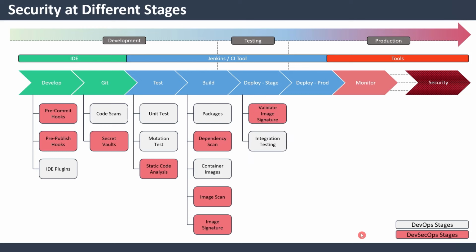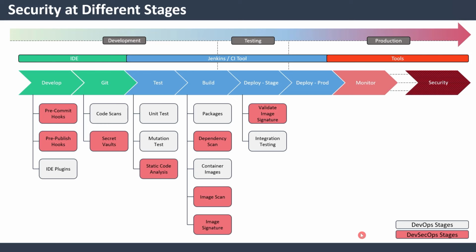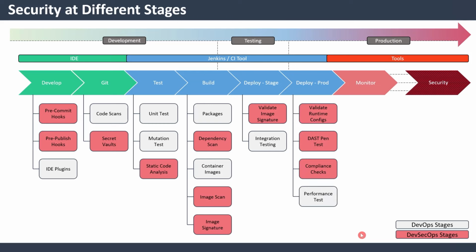During the deploy or staging step, we could validate the image signature which we added in the previous step to make sure that you're running the correct image, and also run some integration tests. Before we promote the application to a production stage, we should run dynamic application security testing for interface security testing, and we could also do an infrastructure compliance scan validating both the runtime configs and the cluster configurations before we deploy the application.